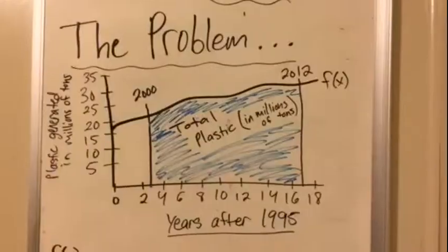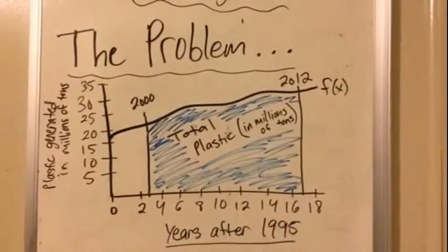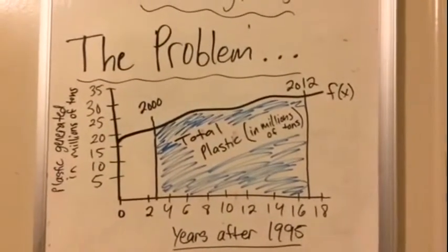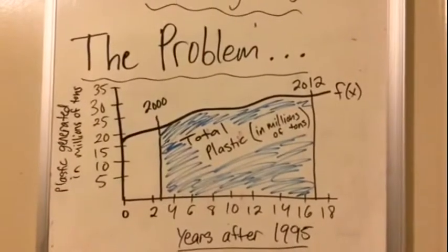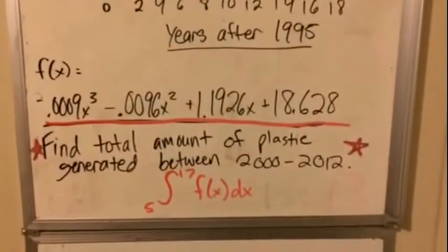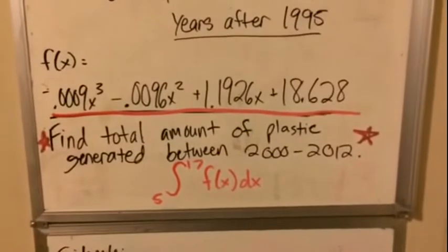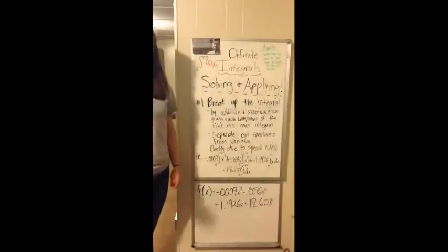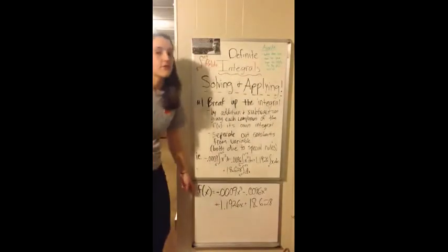Now let's apply it. Here's the problem we are going to solve using a definite integral. This is the graph, which shows what we have to find. Here is our function, and that is the integral we are going to use. Okay, now we're going to solve. Here's our integral, and here's our function.